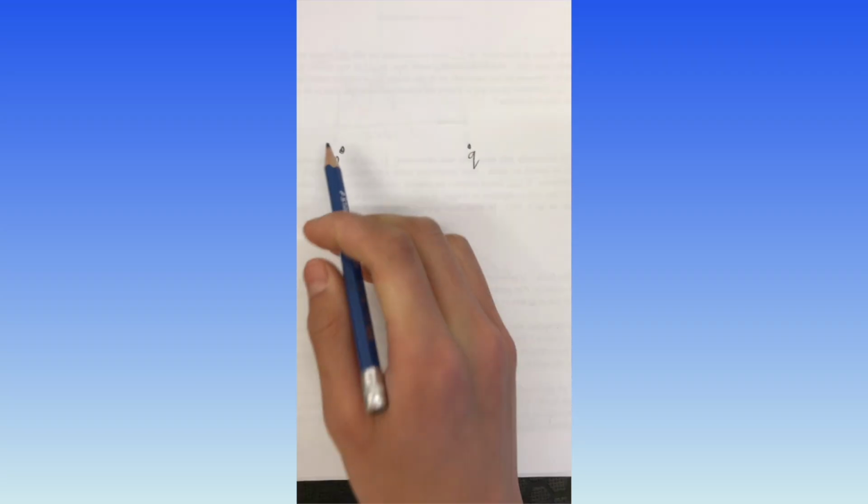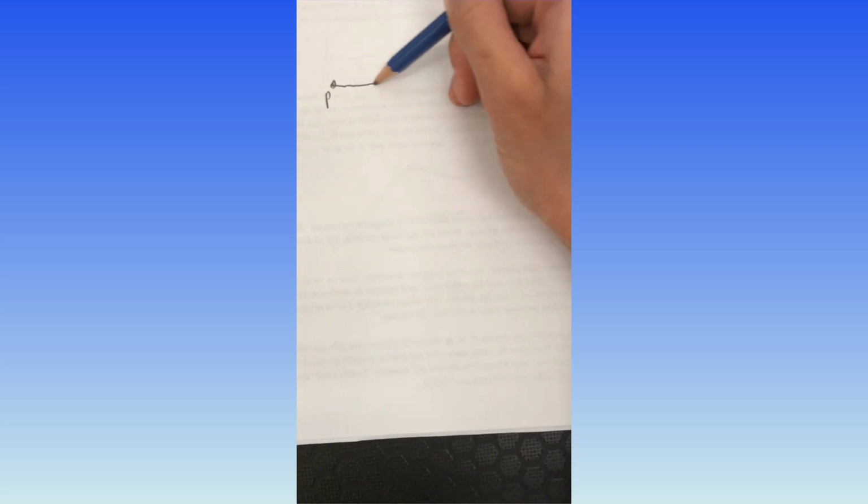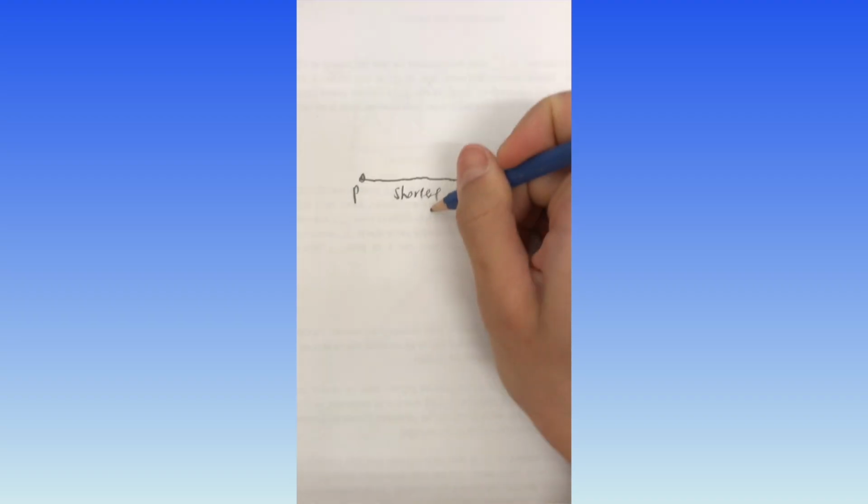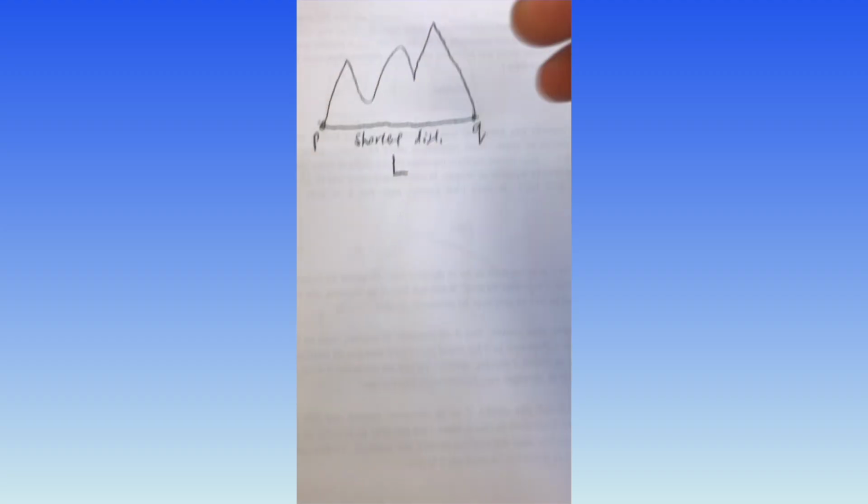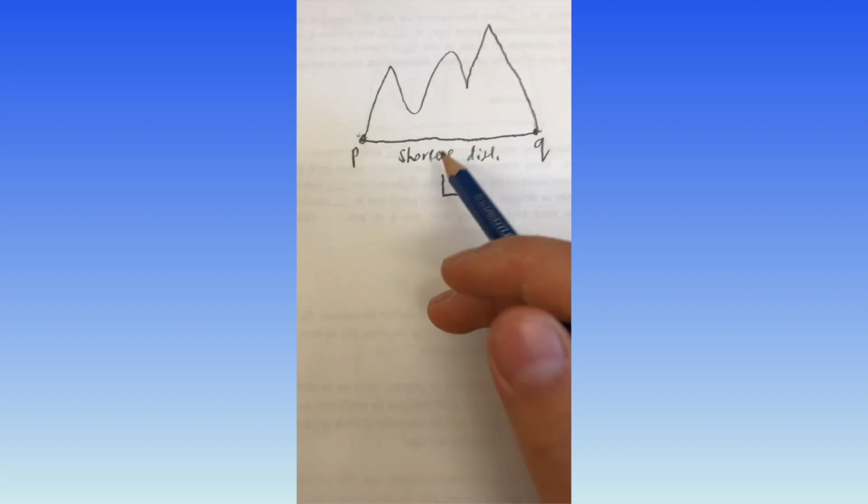There's 2 points here. Let's call them P and Q. Now the shortest distance between these 2 points will always be a straight line, right? This is the shortest distance. Let's call this line L. What this means is any route from P to Q that's not a straight line cannot be a shortest distance. It has to be longer than the shortest distance, right? So if I have a squiggly thing going from P to Q that comes up here, since it's not a straight line, it has to be longer than the shortest distance.